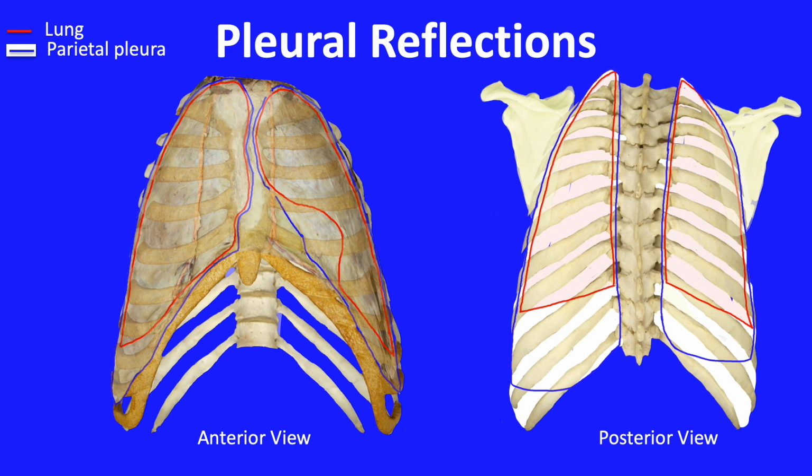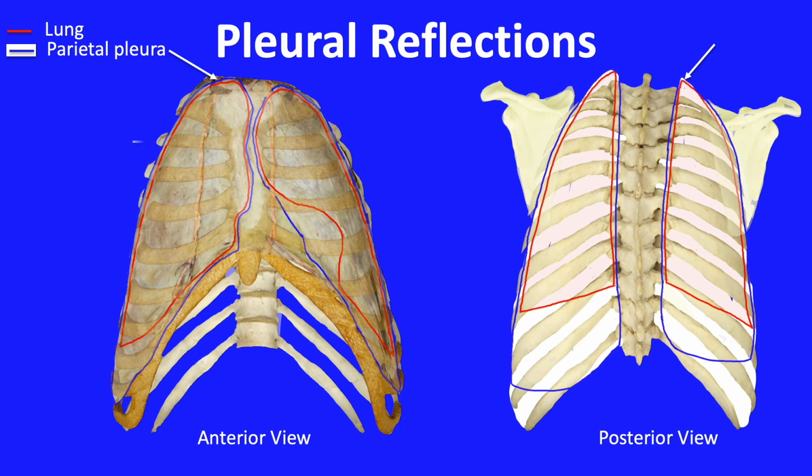The general outline of the parietal pleura on a thorax, as seen from the anterior view, is superimposed on the left panel, and the posterior view of the parietal pleura is shown on the right panel. The lung outline is shown in red. Superiorly, the parietal pleura projects above the first costal cartilage.